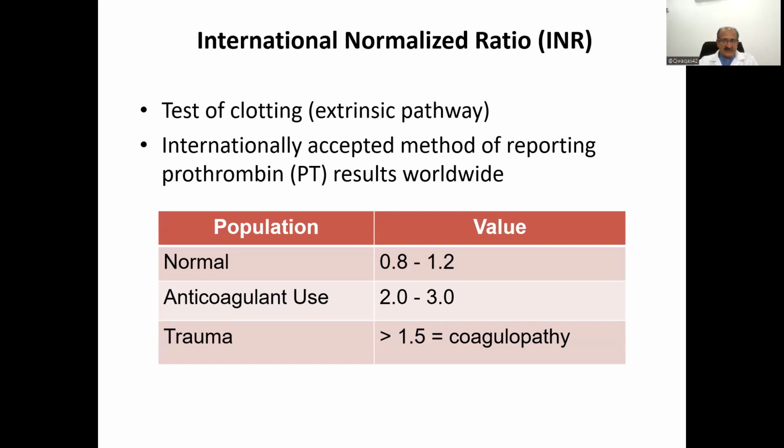Another thing is INR, International Normalized Ratio. It reflects the extrinsic pathway, an internationally accepted method of reporting prothrombin time. So INR is derived from the PT and the APTT level. These are the normal and the deranged ranges.